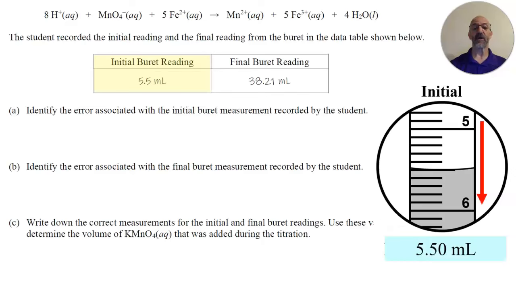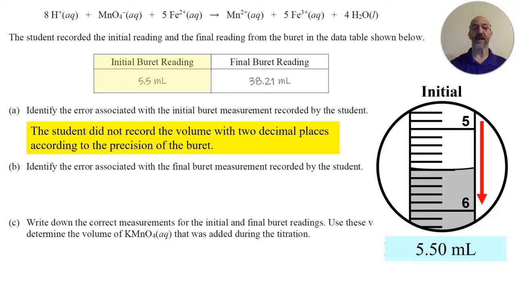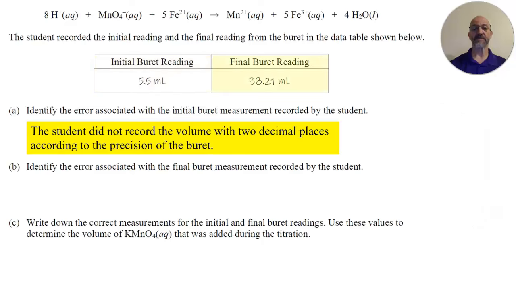And so the answer to Part A is what I talked about, and that is the student did not record the volume with 2 decimal places according to the precision of the burette. Now, in Part B, we have a different error. So read the burette to 2 decimal places. We've taken care of Part A. Let's take a look at Part B.